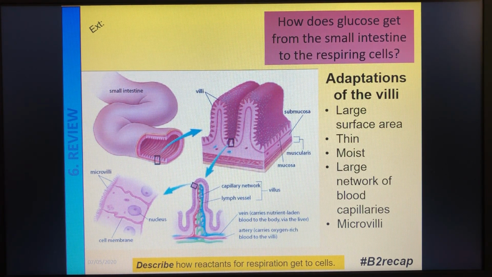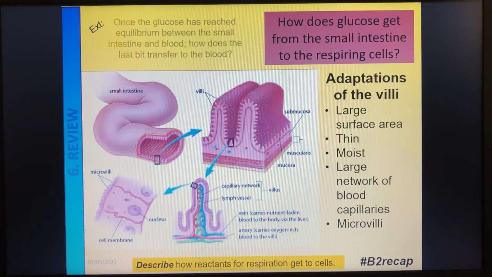And the glucose is a small and soluble molecule, so it moves across from the small intestine through the villi into the blood capillaries by diffusion. But we've got this extension question at the top. Let's have a look at that. Once glucose has reached equilibrium, that means it's reached the same concentration in the small intestine and in the blood capillary.